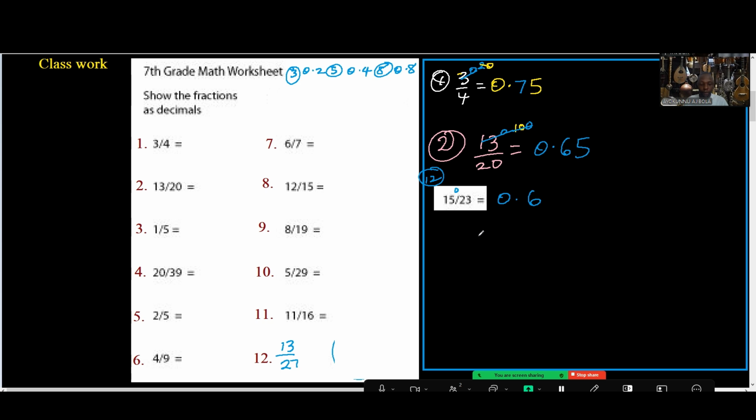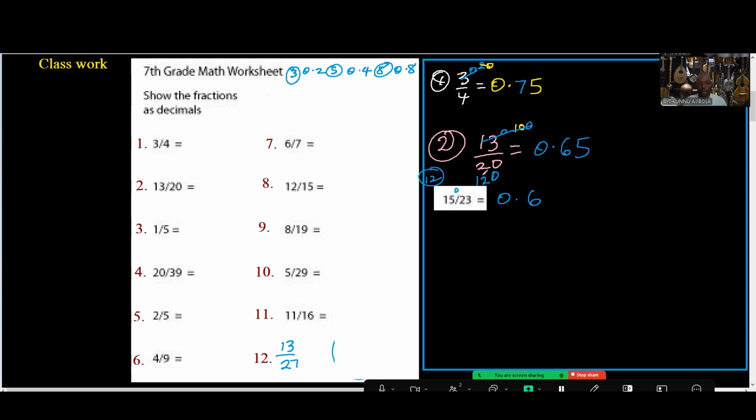20 times 6 is what? 120. 138. Yeah, okay. So 23 times 6 is 138. So if I take 138 from 150, what do you have? I have 12. So I put another 0 here, making 120.